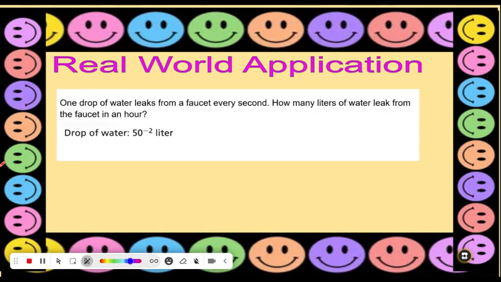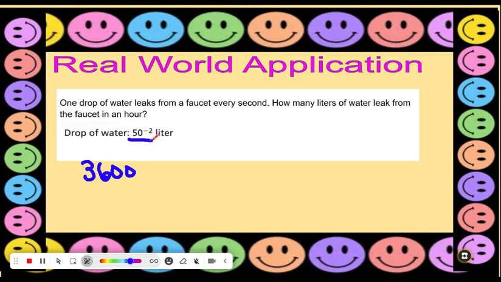Okay, let's look at a real world application. 1 drop of water leaks from a faucet every second. How many liters of water leak from the faucet in an hour? Well, we know that there are 60 seconds in a minute and 60 minutes in an hour. So 60 times 60 is 3,600. So 3,600 seconds in 1 hour.